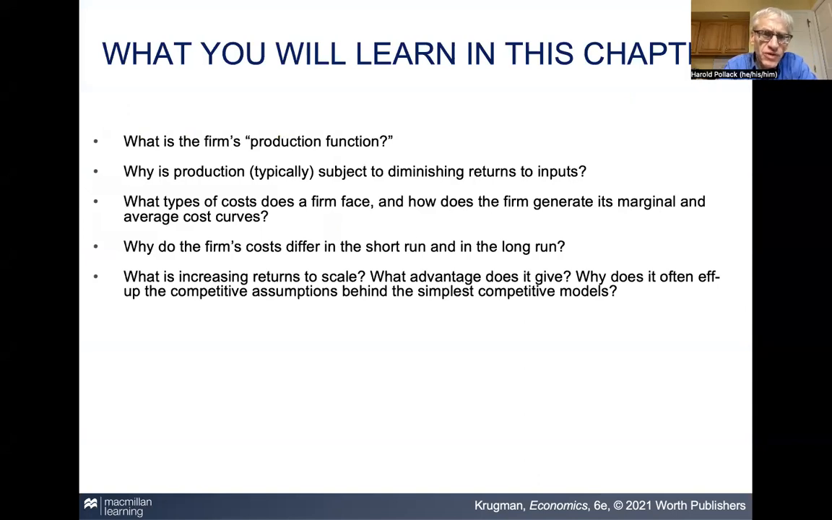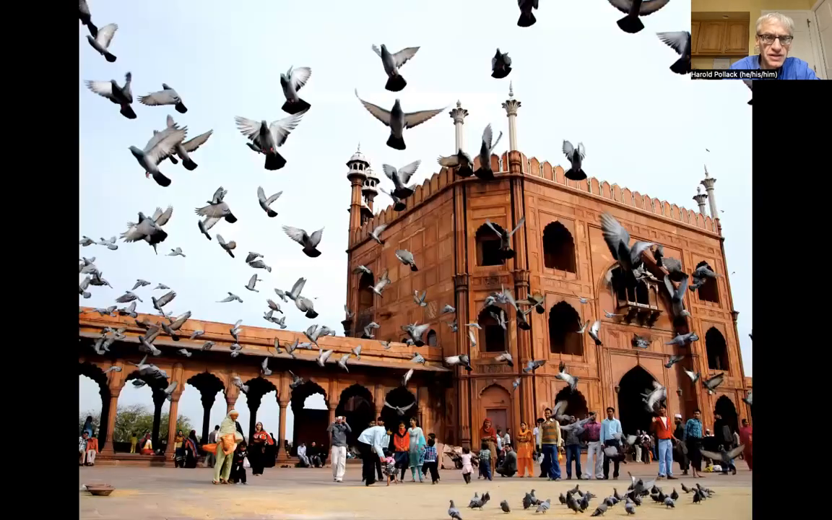The first in chapter 11, what is a firm's production function? And why is production typically subject to diminishing returns to inputs? What types of costs does a firm face? And how does a firm generate its marginal and average cost curves? Short-term versus long-run costs and returns to scale. So packed agenda for chapter 11.